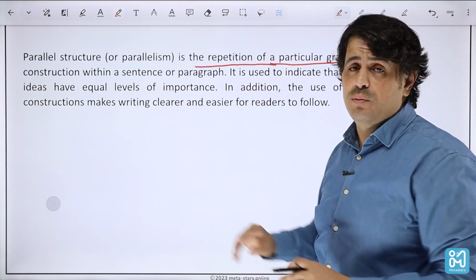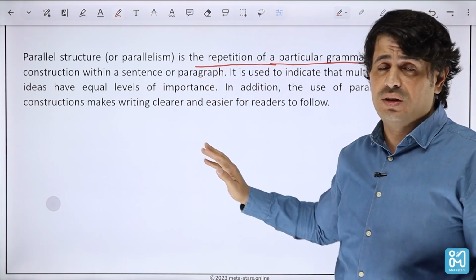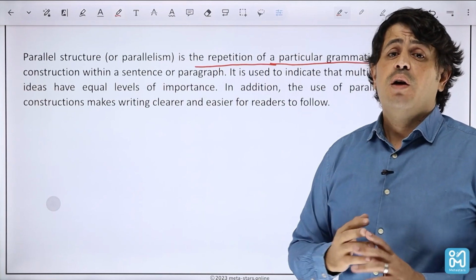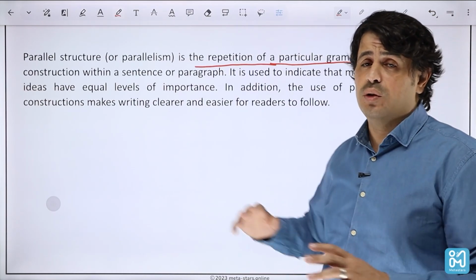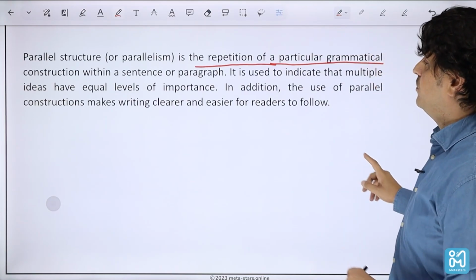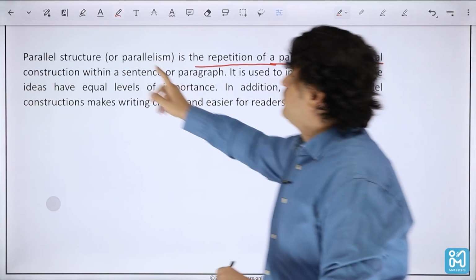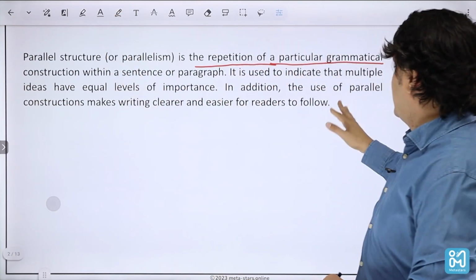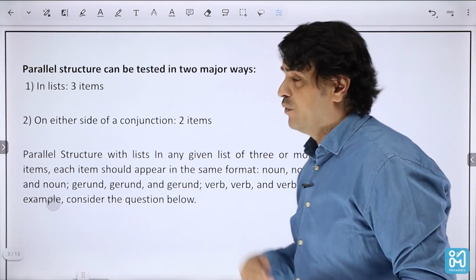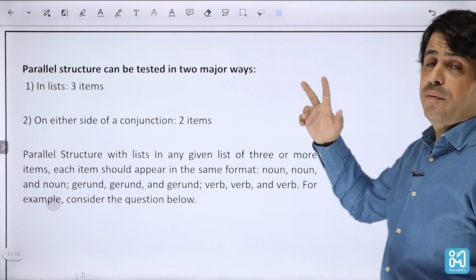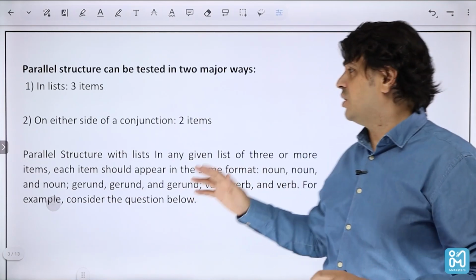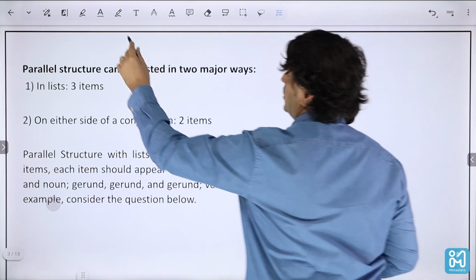Now, I'm not going to focus on the definition. I always look for the example as the best evidence for me to understand what the parallel structure looks like. Here it says the use of parallel constructions makes writing clearer and easier for the readers to follow. For example, there are actually two ways to form parallel structure.